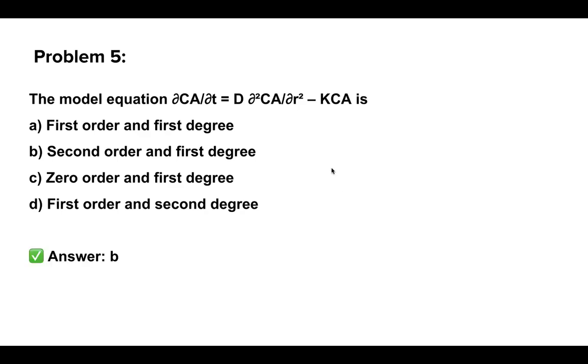Answers? It's a second order because there is a d square by dou r square term. And what is the power of it? It is 1. So it is a second order first degree PDE equation. The answer is option B.